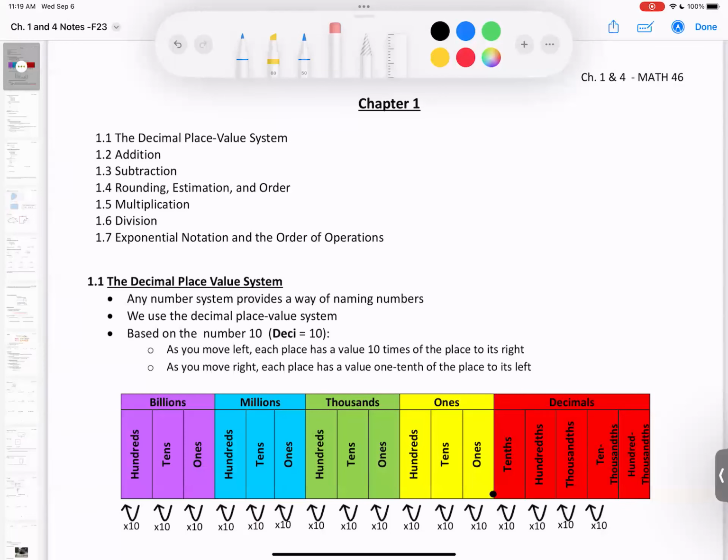Hello, welcome to the very first lecture video for Math 46. Today we'll be covering Chapter 1, Section 1, so looking at the decimal place value system.